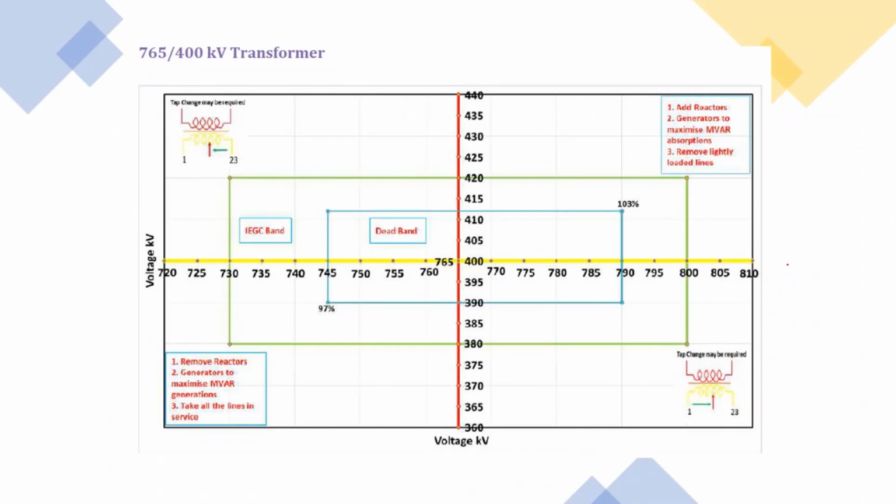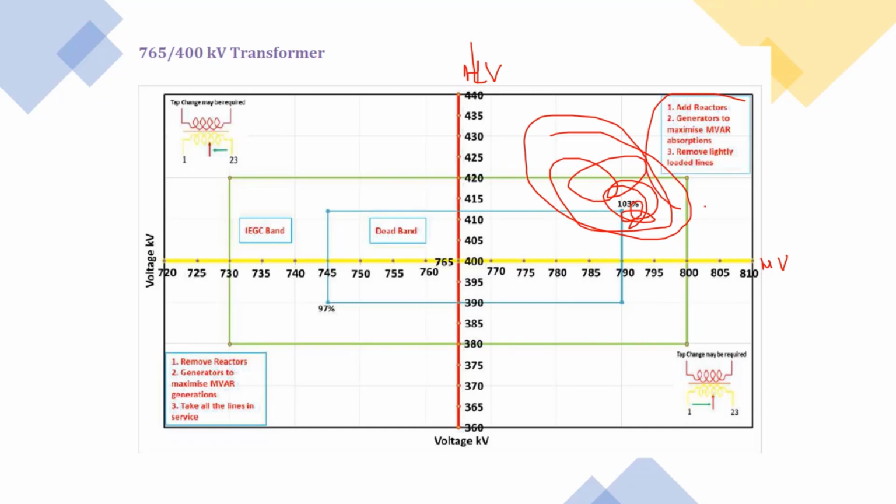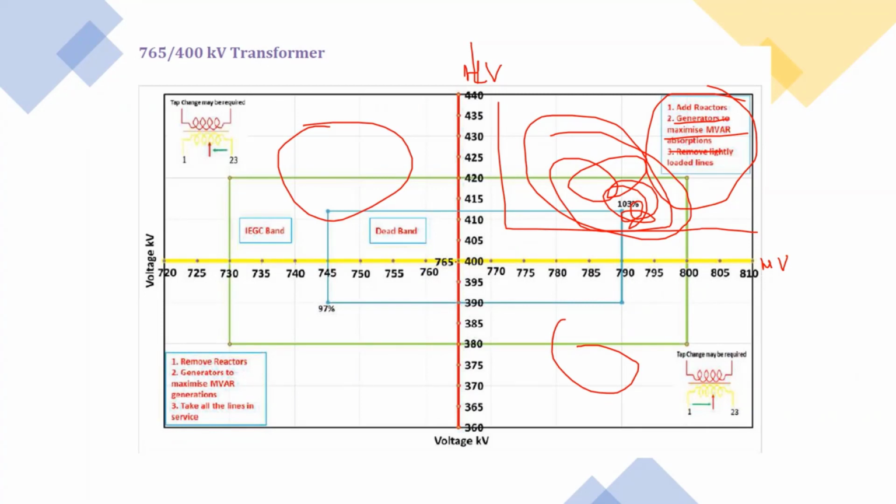So one thing is transformer tap change. You can see the transformer has an HV side and this is the LV side. If both the HV and LV voltages are on the higher side, in this range, you need to plan reactors. You have to ask the generator to maximize absorption because there is no scope of tap change here. Tap change happens when on one side the voltage is high and on the other side the voltage is low. In situations like this, you can change the tap. But if you have both voltages on the higher side, plan reactors.